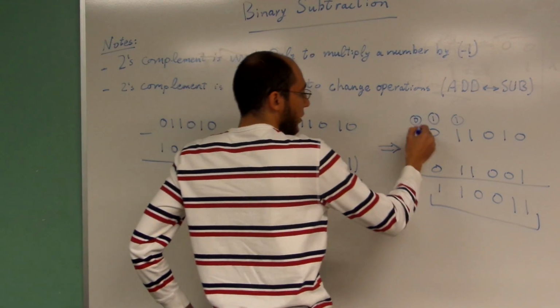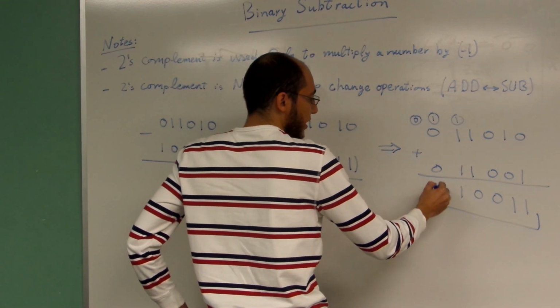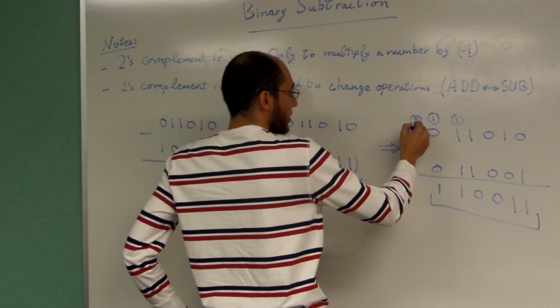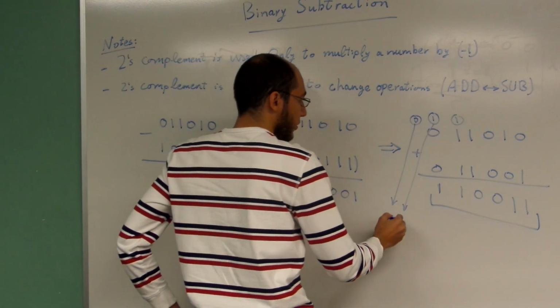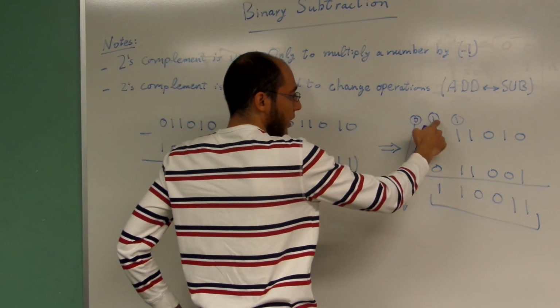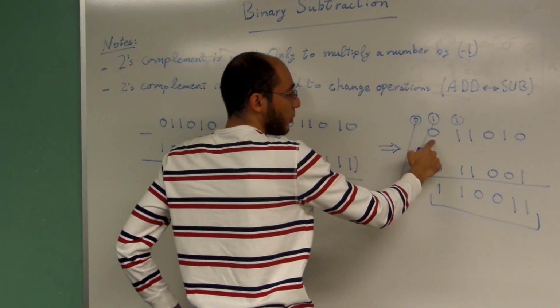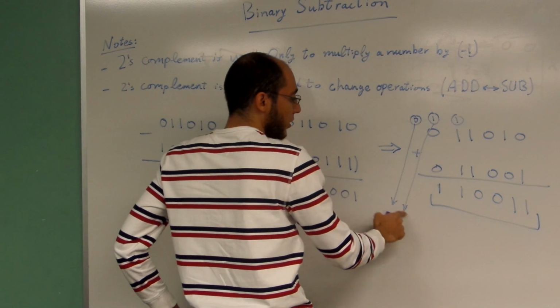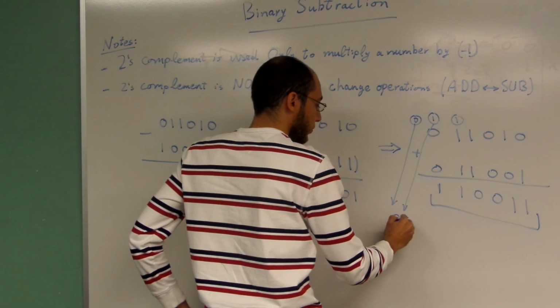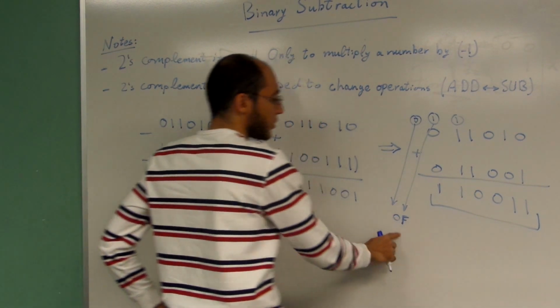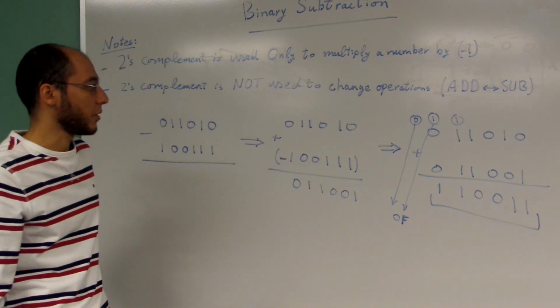Of course, this final answer does not make sense. Why? Because these two bits are different. Carry in and carry out of the most significant bit are different, which means that there exists an overflow. But this is out of the scope of what I'm going to explain right now.